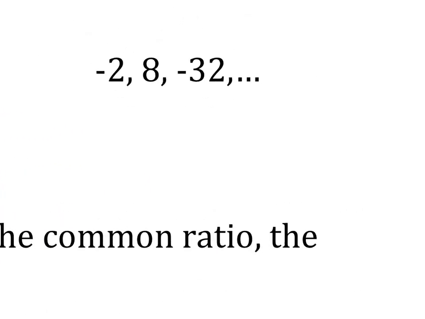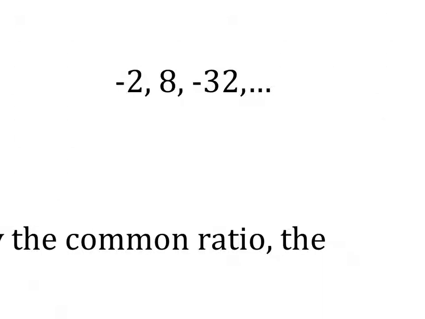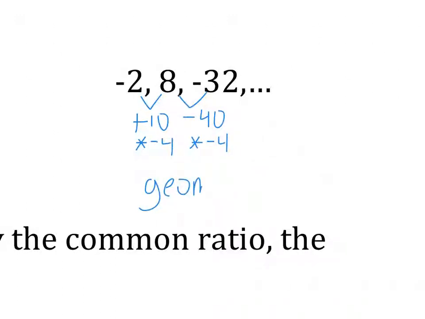Okay, let's look at this one. Negative 2 to 8, that would be adding 10. 8 to negative 32, that would be, let's see, subtracting 40, I think. Definitely not arithmetic. Negative 2 to 8 would be multiplying by negative 4. And then 8 to negative 32 would also be multiplying by negative 4. So this one is geometric.